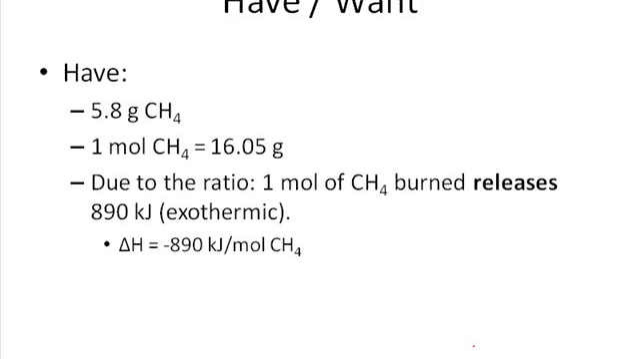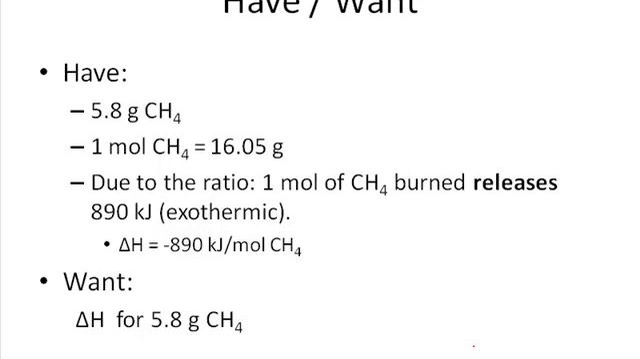Okay, so what do we have? We have 5.8 grams of methane. We know that 1 mole of methane is equal to 16.05 grams. Do the ratio of 1 mole of methane burned releases 890 kilojoules. We also want the delta H for 5.8 grams.